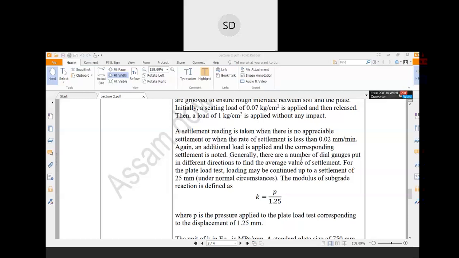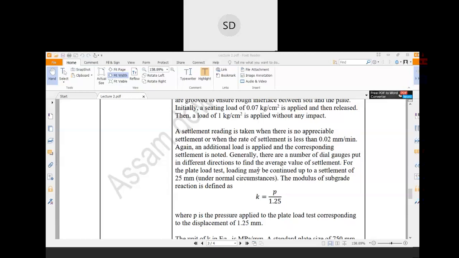Now, generally, a number of dial gauges are put in different directions to find the average value of the settlement. Here the diameter of the plate would be like 300 millimeter or 750 millimeter, so basically that is a round plate. Therefore, you need several dial gauges to measure the settlement throughout that entire area. Whatever readings you get from all those dial gauges, you just average them and find the total average settlement for that plate.